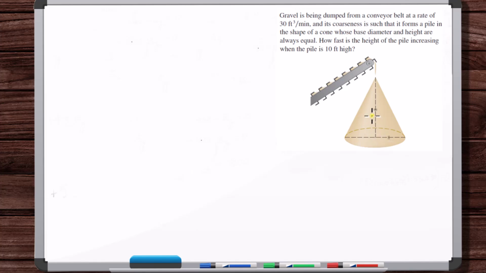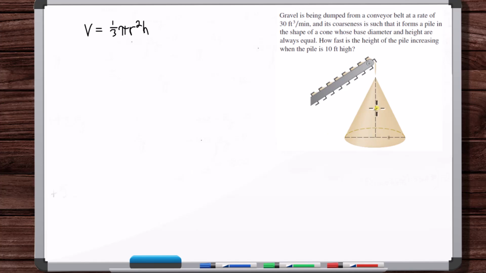Now, I don't know how realistic of a problem this is, like if you could do this in real life, but I guess if you wanted a rough estimate and you could see it definitely does form a cone. So the volume of this cone is increasing at a rate of 30 cubic feet per minute. We know that, and we want to use that information to find how fast the height of the pile is increasing. So this is the height. Okay, so what is the formula for the volume of a cone? The volume of a cone is 1/3 pi r squared h.